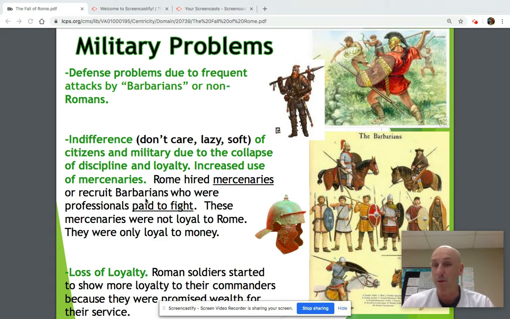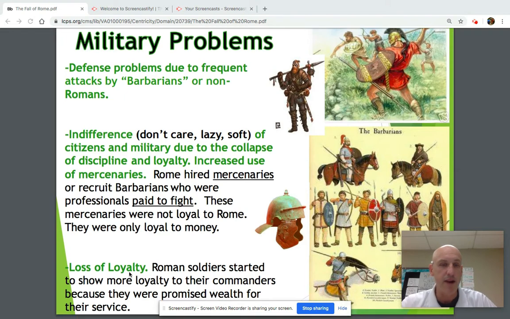And so they were professional soldiers. They're good at it, but they don't have a loyalty. Look right here. They were not loyal to Rome. They are only going to be loyal to where the money's coming from. So they might be loyal to me. They might be loyal to that person down there, but they may not be loyal to Rome itself. All right. You can see right here on the bottom. So it's this loss of loyalty. The soldiers are not fighting for Rome. They're fighting for their commanders because the commanders promised them wealth and land.